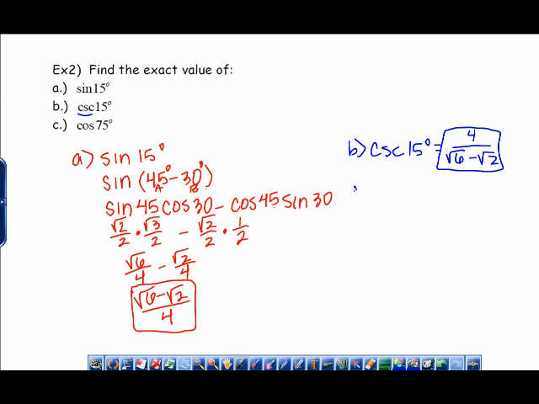All right, now let's look at part C. Part C may seem like a completely different problem, but if you remember about cofunctions, sine and cosine are cofunctions. 15 degrees and 75 degrees are complements. So cosine of 75 should be the exact same as sine of 15. So my answer here is root 6 minus root 2 all over 4. And that's it. Bring your questions to class, and we'll practice this in class.